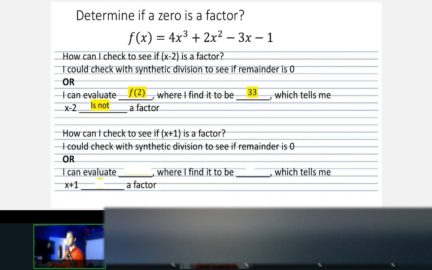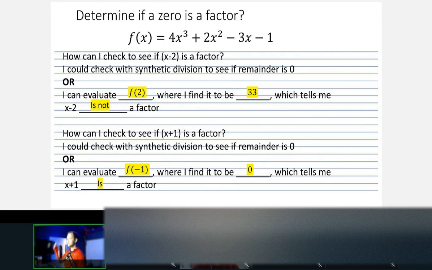For the bottom part here, it says, how can I check to see if x plus 1 is a factor? I can evaluate f of what? f of -1. Yep. And when you plug in -1 for x, just to save you the effort, you get 0. And because we get 0 when you plug in -1, this tells us that x plus 1 is or is not a factor? Yeah, it is a factor.